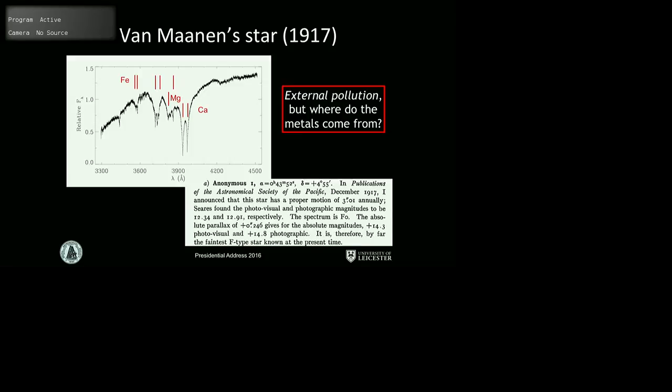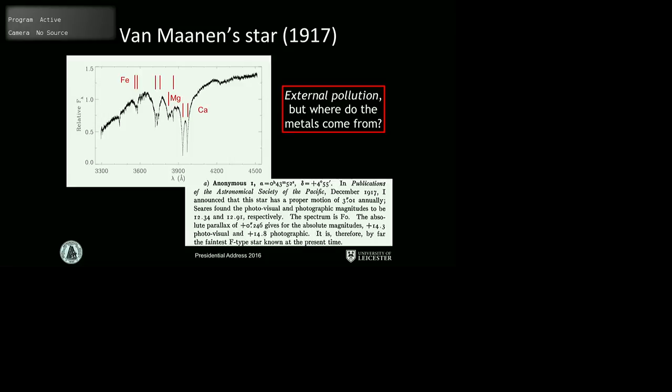Even as far back as the early 19th century, when nobody quite appreciated this, they observed Van Maanen's star spectroscopically. Now, this is a modern observation of Van Maanen's star, but it illustrates very clearly that the atmosphere of this star is not pure hydrogen. There are calcium, magnesium, and iron lines. So that was measured, but sort of parked for about 80 years or so before people started to think about the composition of white dwarfs.